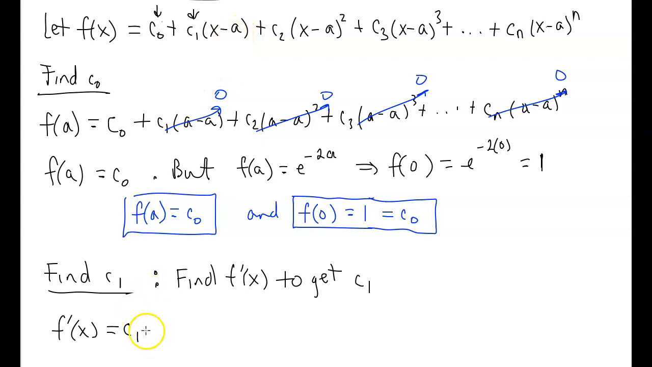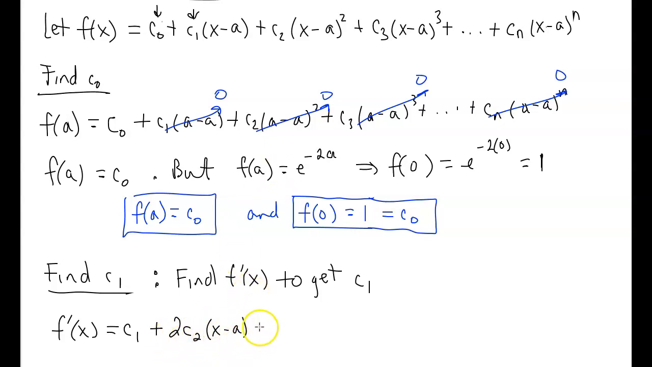So this will just be c1 for the first term. For the second term, we would have c2, but since this is x minus a squared, we would use the power rule and say that's going to be 2 times c2 times x minus a. Then if we took the derivative of x minus a, because we would have to do the chain rule, that would just be 1, so there's no point in writing that. We'll just say that it's going to be 2 times c2 times x minus a.